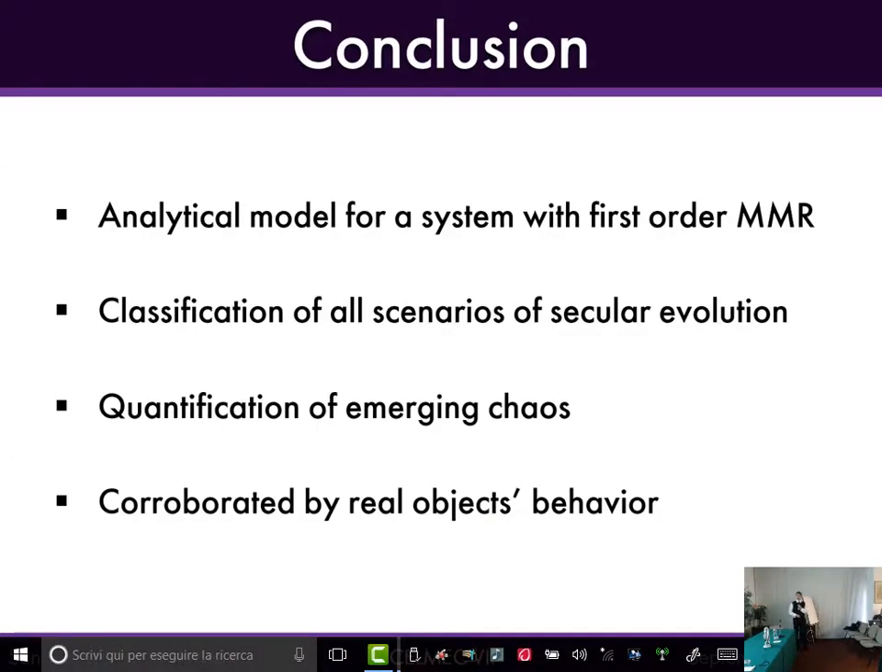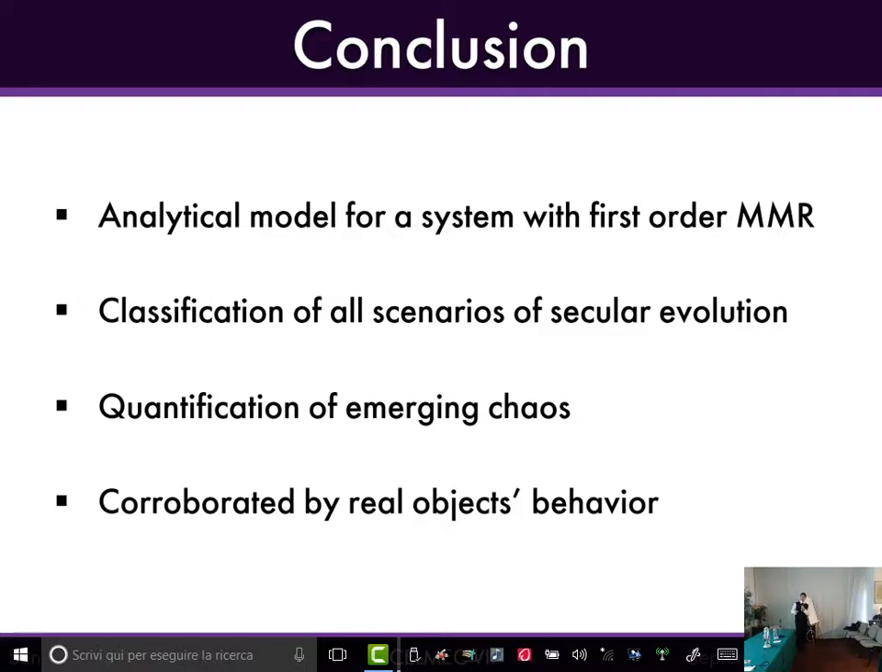So to conclude, in our work, an analytical model that describes the behavior of systems with first order mean motion resonance was introduced. Also, all scenarios of secular evolution were classified and some chaotic effects that are present in the model were introduced. Some of them were quantified by calculating probabilities and other properties of the emerging chaos.